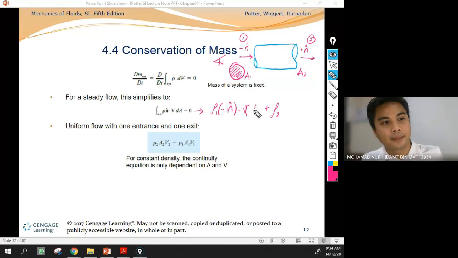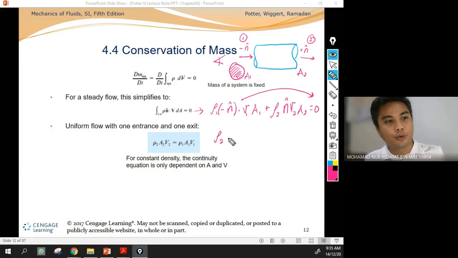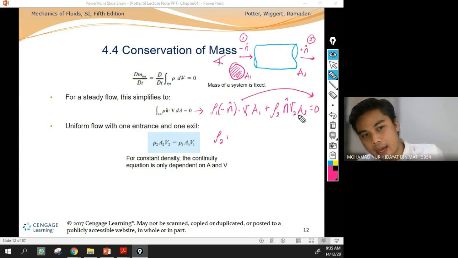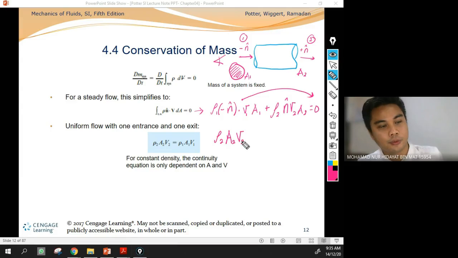Right? This is area number 1. Alright, rho and n. This is n for positive, and rho 2 A2 V2 equal to 0. You try to simplify. You move this term to the other side because this is negative. Definitely you will get rho. You try to rearrange alphabetically. A is the first term, right? A2, V2. All right.